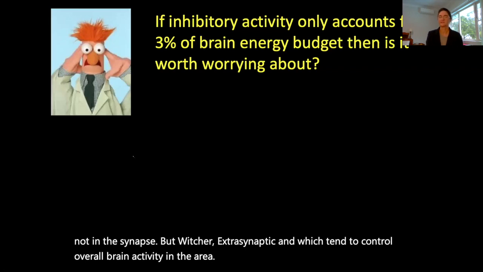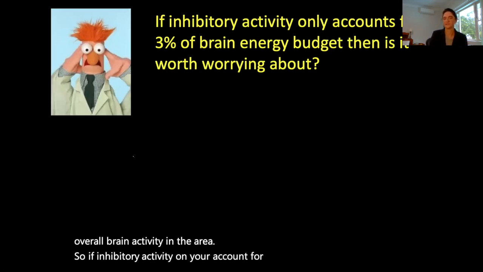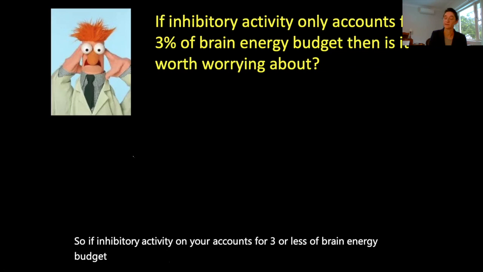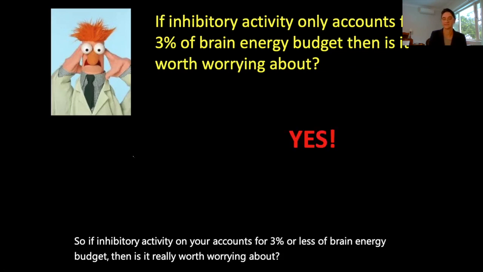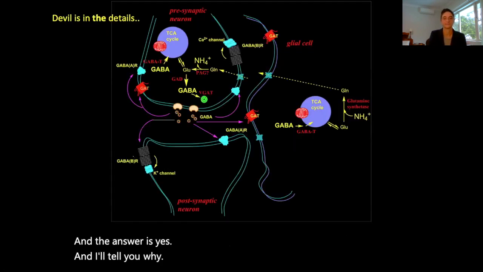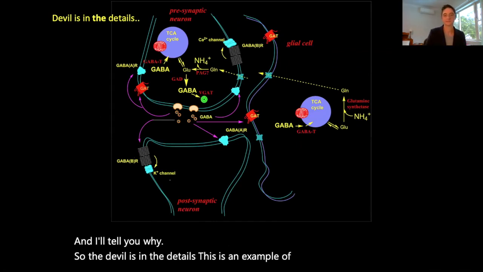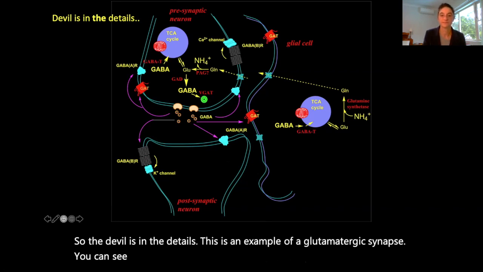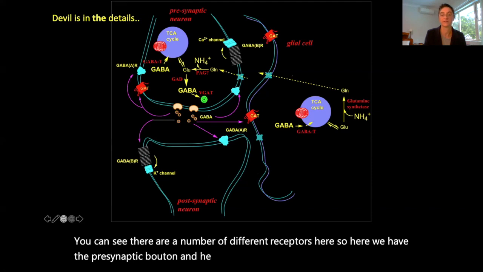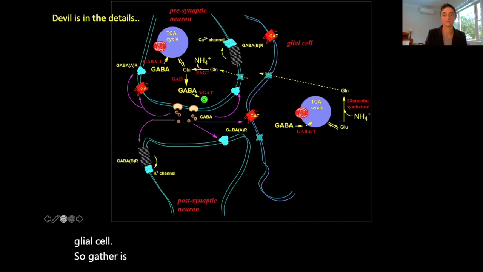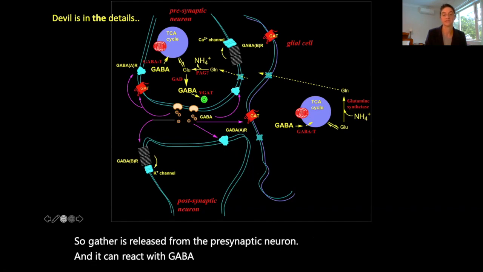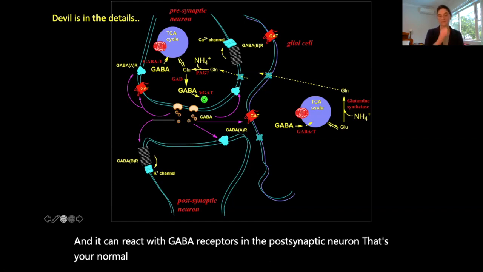So if inhibitory activity only accounts for 3% or less of brain energy budget, then is it really worth worrying about? And the answer is yes, and I'll tell you why. So the devil is in the details. This is an example of a glutamatergic synapse. You can see there are a number of different receptors here. So here we have the presynaptic bouton, and here the postsynaptic neuron, and here a glial cell. So GABA is released from the presynaptic neuron, and it can react with GABA receptors in the postsynaptic neuron. That's your normal GABAergic inhibitory synapse.